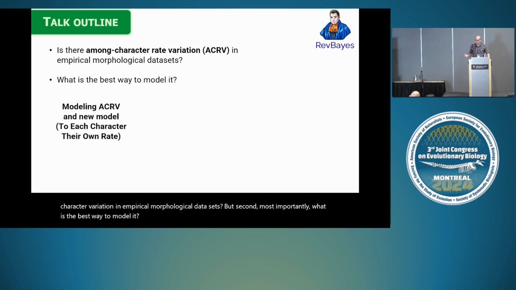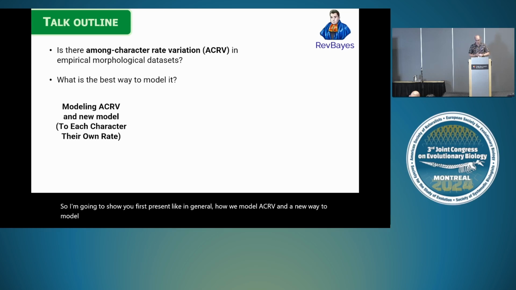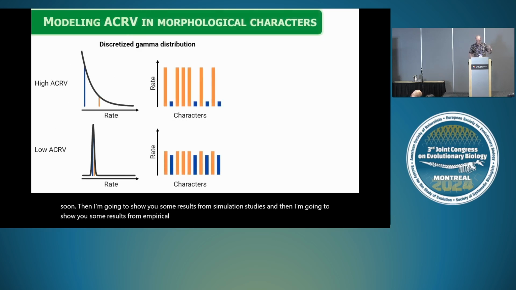So I'm going to first present how we generally model ACRV, and a new way to model it that we call to each character their own rate, or TEACHER models, and we'll see them soon. Then I'm going to show you some results from simulation studies, and then some results from empirical analysis. So as we saw already in the previous talk, usually the way that we go about modeling among character rate variation in morphological datasets has been co-opted from molecular studies, and that is using a discretized gamma distribution, usually with 4 categories.